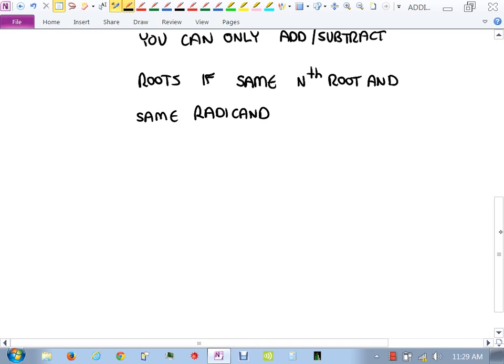I have to use terminology that we use in math. So this right here, the nth root, is just whatever the number is here. And the radicand is everything that's underneath the root. So if you look at 2 roots, they both have the same number, same nth root, and they have the same radicand, then you can add them or subtract them.